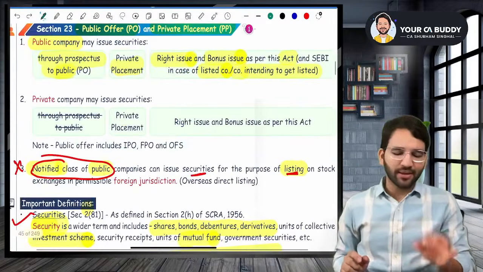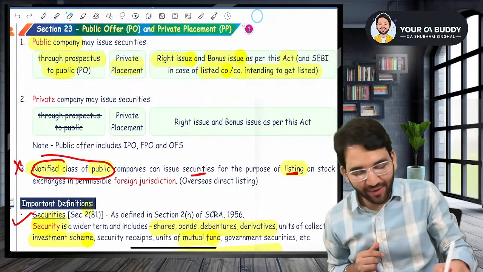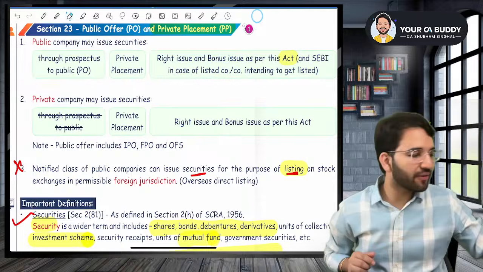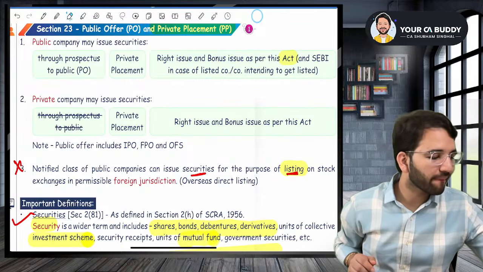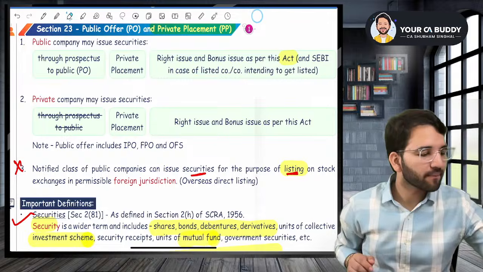Okay, so let's begin. What is section number 23? Section number 23 talks about two things: what is public offer and what is private placement.